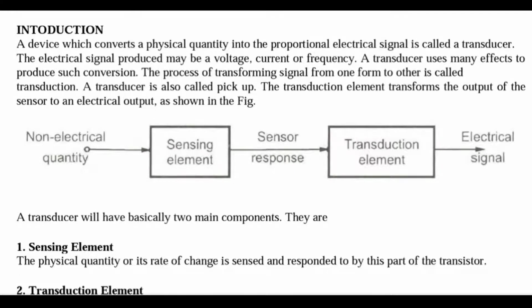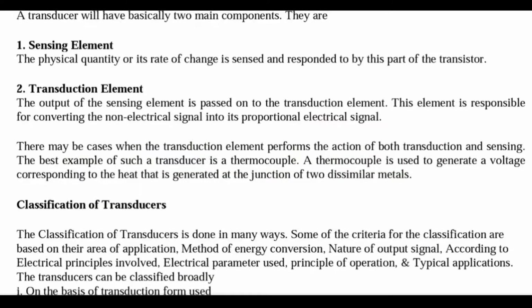Whatever signal we want to measure, the non-electrical quantity is given to the sensing element. The sensing element is the sensor. The sensor senses the non-electrical input. After that, we give it to the transduction element. In the transduction element, the sensor output will be converted into an electrical signal. In a transducer, we have two main components. One is the sensing element, another one is the transduction element. The main sensing element is the sensor.